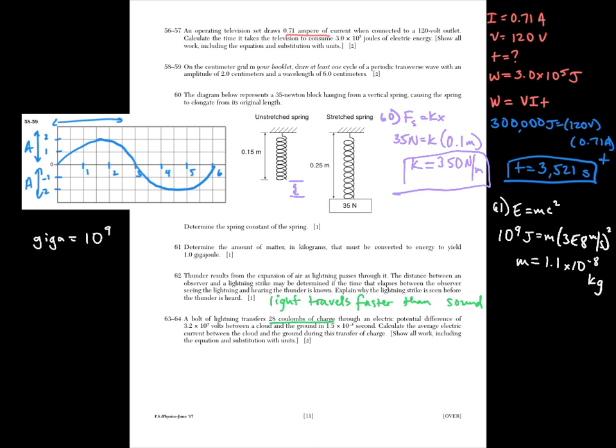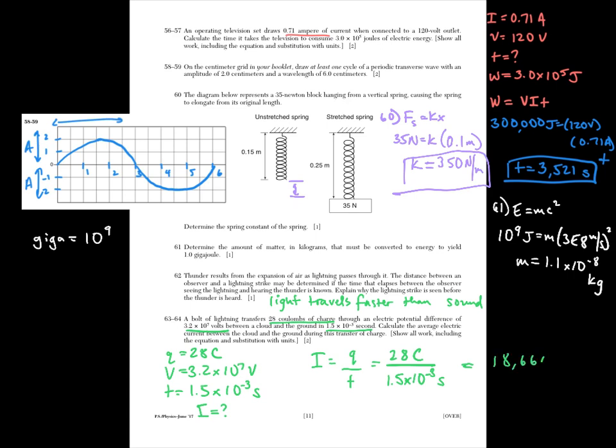All right, now we actually have to calculate for the bolt of lightning. Okay, so we got that many coulombs of charge. And we have that voltage. And that amount of time, that many seconds. Average electric current. So current is I, and that's what we're looking for. So I is equal to simply Q over t. That's a really high current, given that we're dividing by such a small time interval. All right, so let me pull out my calculator. You plug and chug it. And you get a current of 18,666.67 amps. That's really high, just so you know.